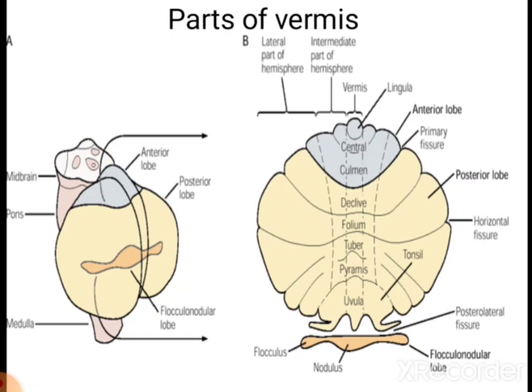So these are the parts of the vermis. From anterior to posterior we have the lingula, central lobule, culmen, declive, folium, tuber, pyramis, and the uvula. So these are the parts of the vermis.